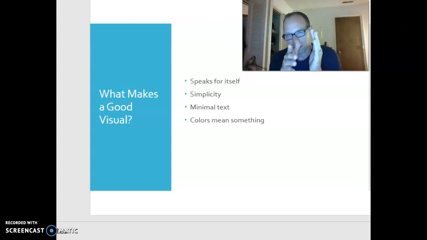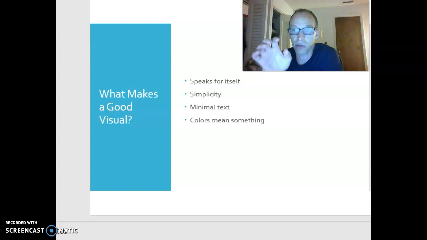Simple. It shouldn't be unnecessarily complex. There are really good complex visuals because they're telling a very complex story. But when possible, simplicity is always good. There shouldn't be a lot of text, so we want to focus on the visualization itself. And colors can be added in as a type of variable or type of information. So we should have something with colors.